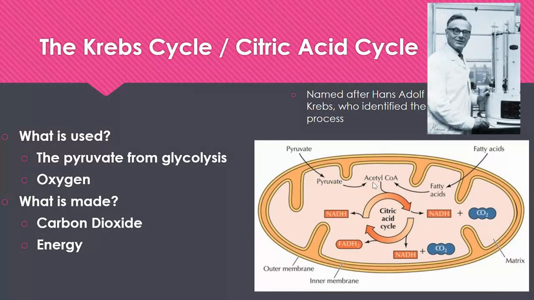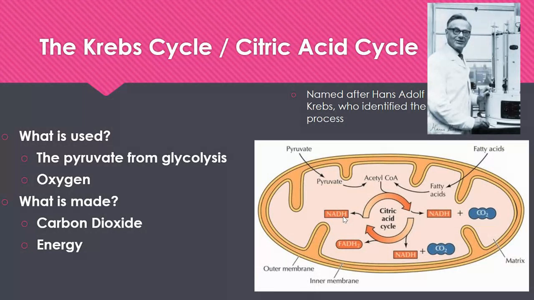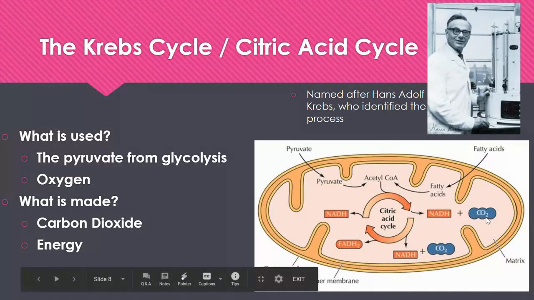And it's a series of reactions where pyruvate is used and oxygen is actually also used, oxygen that you would have breathed in. And what is made is carbon dioxide, which you can see there, and energy: NADH, FADH2, more NADH. So different small energy molecules are made. So pyruvate and oxygen are used. They go through a series of reactions that produce carbon dioxide and a little bit of energy molecules.